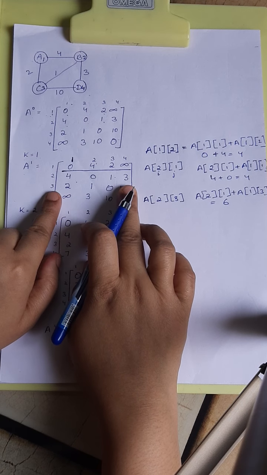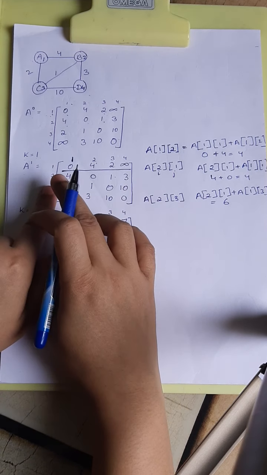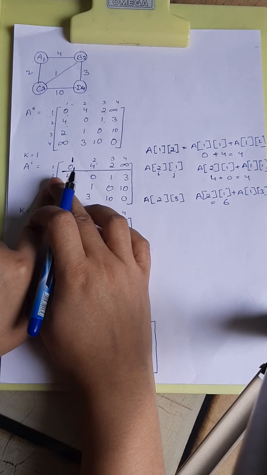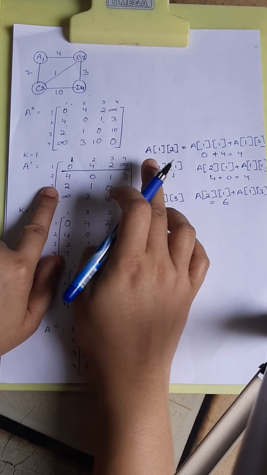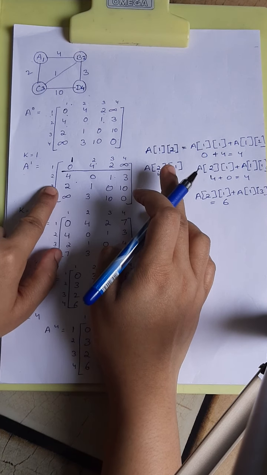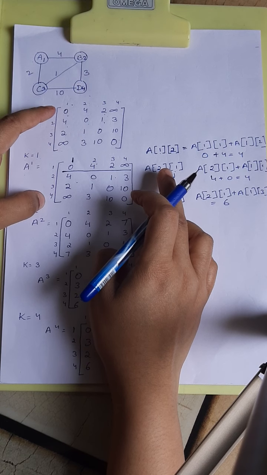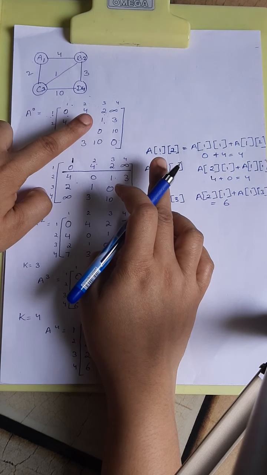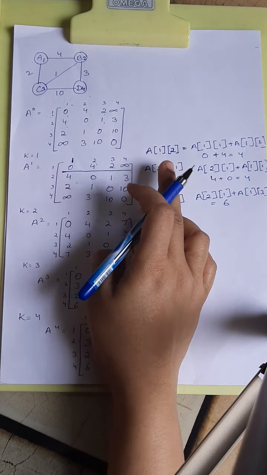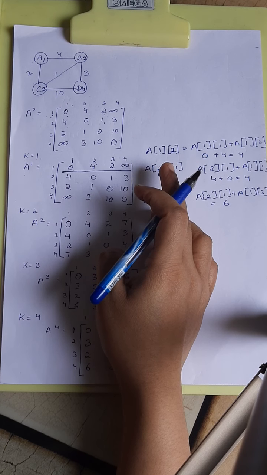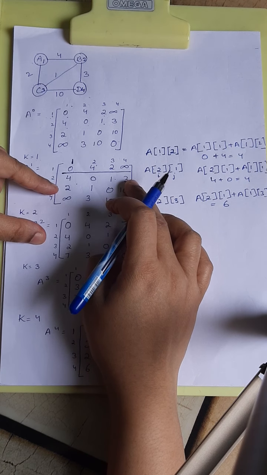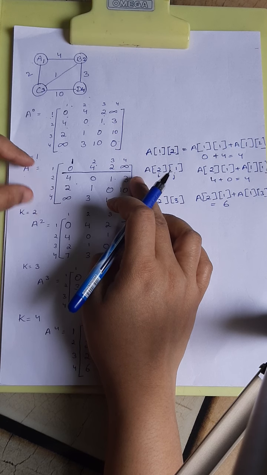Likewise, the next value will come as 2 4 value. You have to check for a of 2 1 plus a of 1 4. So if you check for 2 1, it was 4 plus 1 4, which is infinite. When you add infinite to anything, it will become infinite. So it is better to keep 3. So we will keep it as it is.